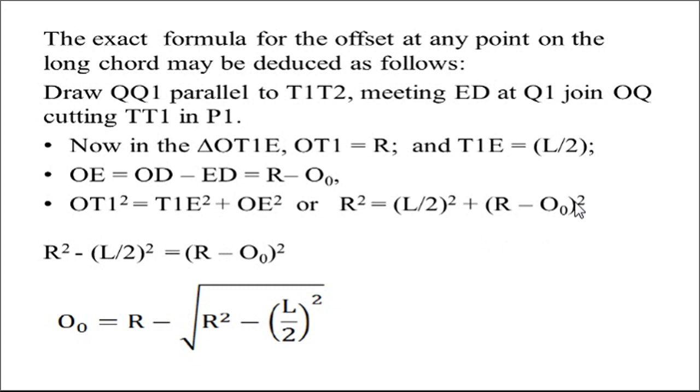Now rearranging the different terms, we can write R square minus (L by 2) whole square is equal to (R minus O0) whole square. So taking the square root from both sides and rearranging the terms, O0 is equal to R minus square root of (R square minus (L by 2) whole square). So this is the formula by which we can find out the offset at any point O0. Next slide.